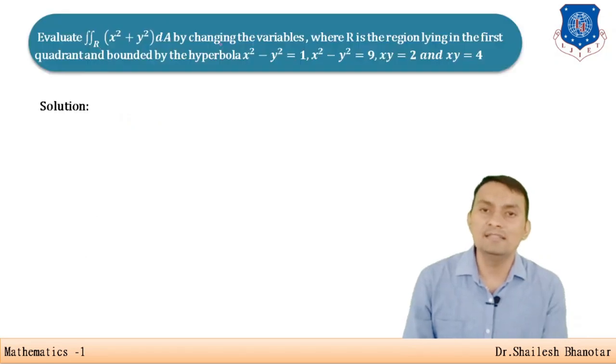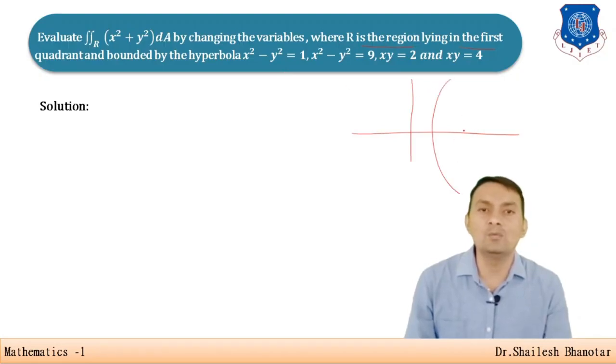So let us see another question, changing the variable, where R is the region lying in the first quadrant and bounded by the hyperbola. So let us see its rough sketch. This is x square minus y square is equal to 1. So like that, this is our x square minus y square is equal to 1, and this is x square minus y square is equal to 9.